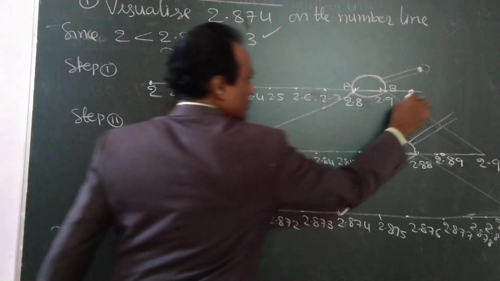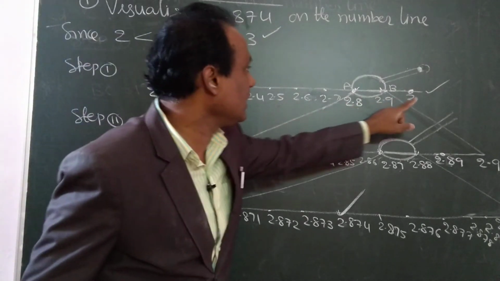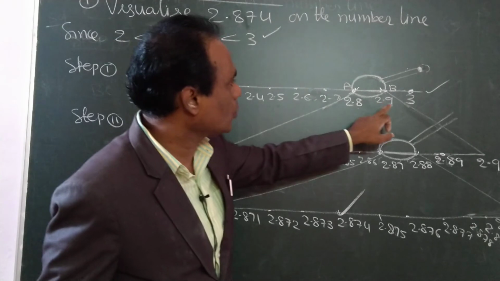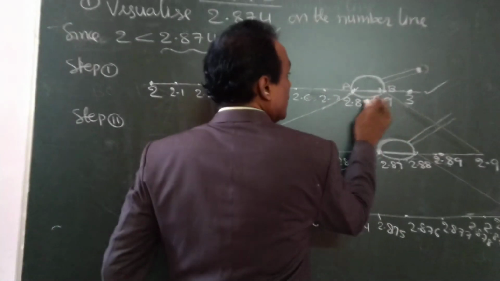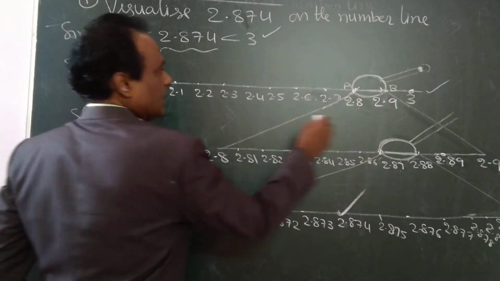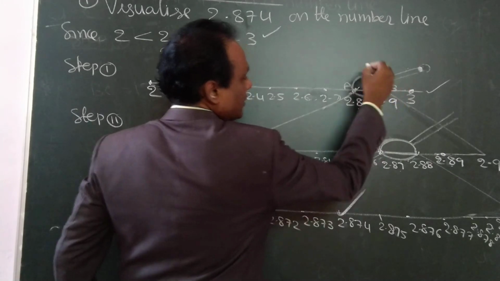Draw this first figure. Take 2 and 3, and in between 2.1, 2.2. You can write this small. But 2.8, 2.9 you write big, you take bigger, because our answer is here. We don't require other numbers, but these 2.8, 2.9 you write bigger because our answer is here.